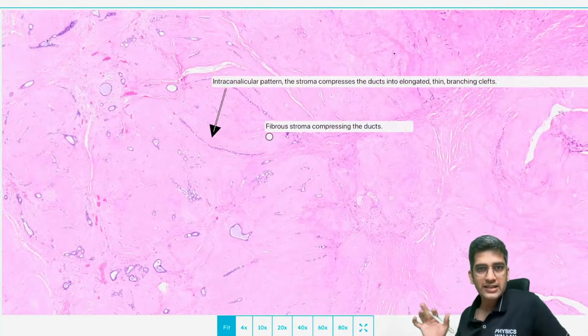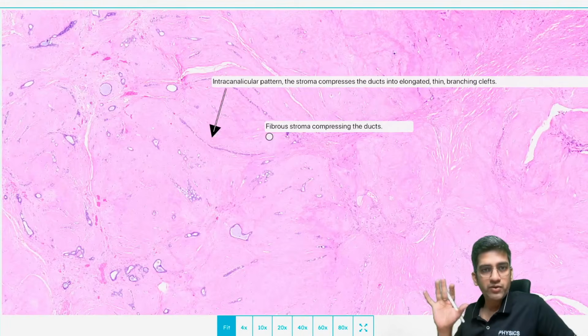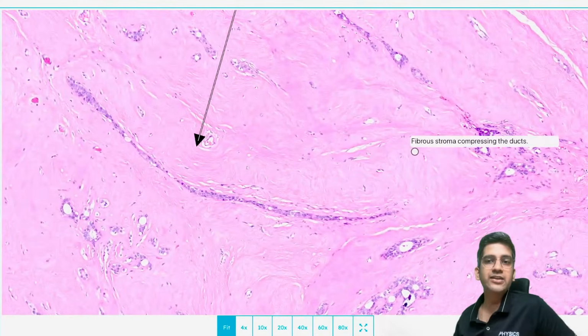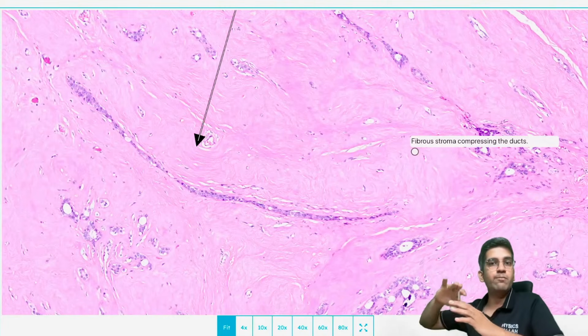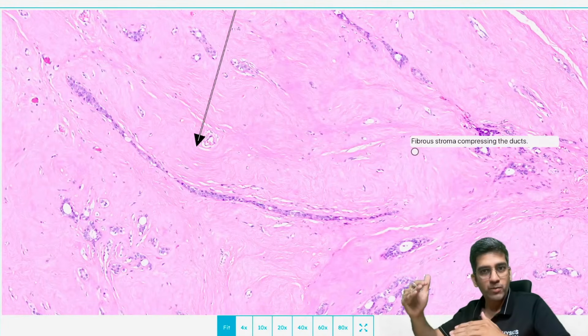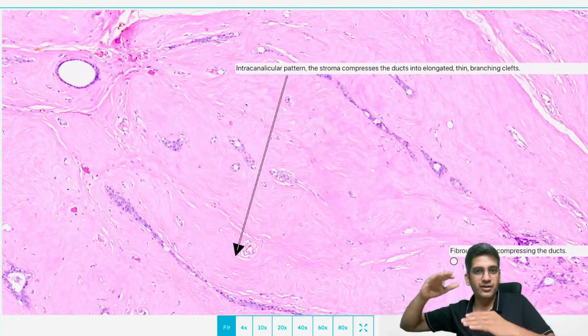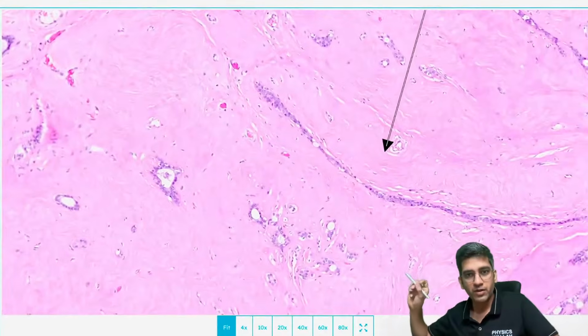This is a classical case of fibroadenoma. Low power fibroadenoma looks like that. Look at them. The compressed duct is classical for fibroadenoma. You have fibroadenoma, so the fibrous component and adenomatous component increase, right? These fibrous components are very thick, so they compress the adenomatous component.